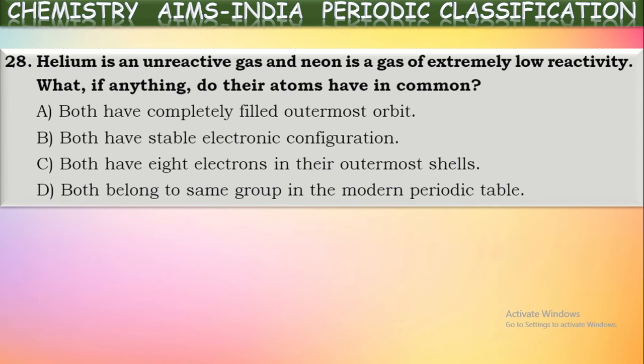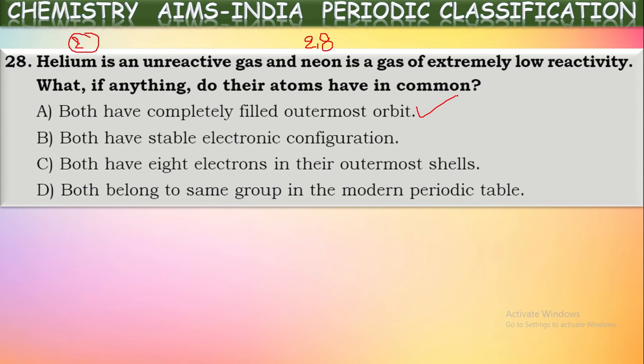See the first one: both have a completely filled outermost shell. Is it correct? Yes, because if you see helium, its atomic number is 2. If you write the configuration, 2, it means the first shell is completely filled. It is the last shell for it, so it is completely filled. Whereas neon, its atomic number is 10. If you write the configuration, it is 2, 8. So the second shell is completely filled with 8 electrons. Both have completely filled outermost shells, hence they are least reactive. This is the correct relation between them.